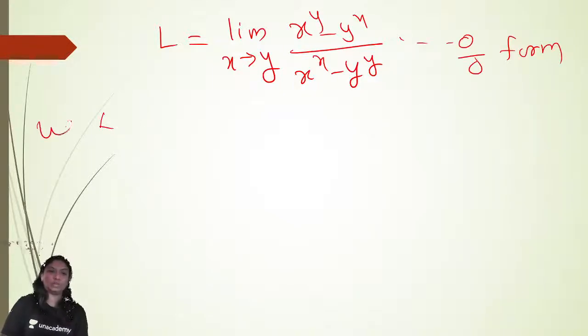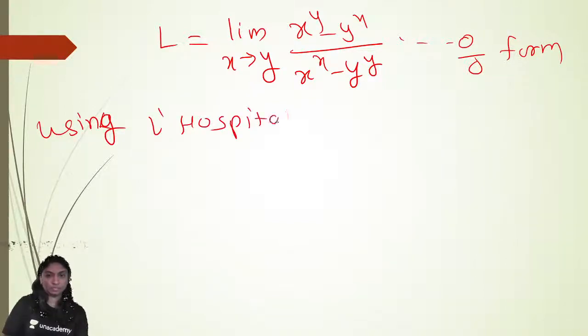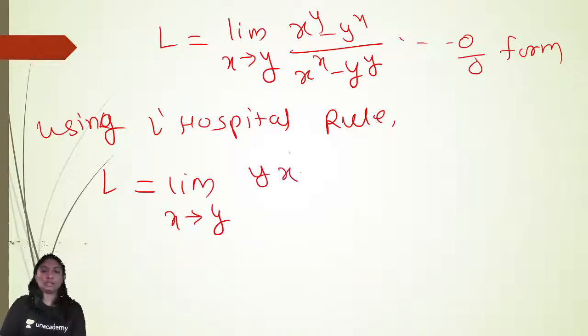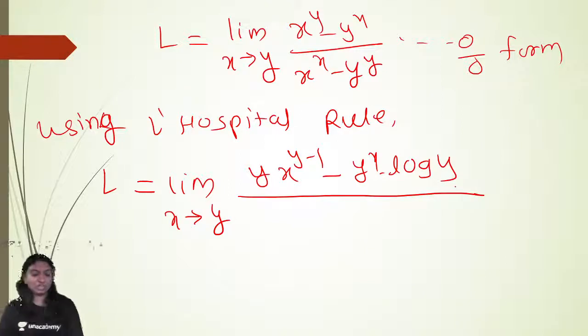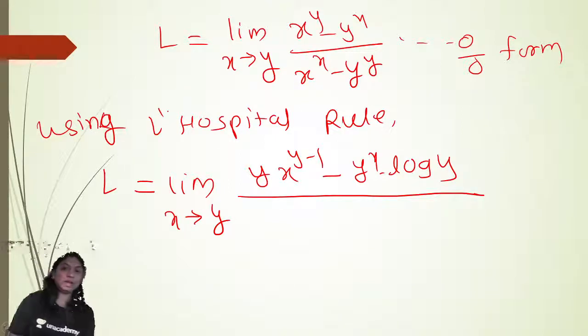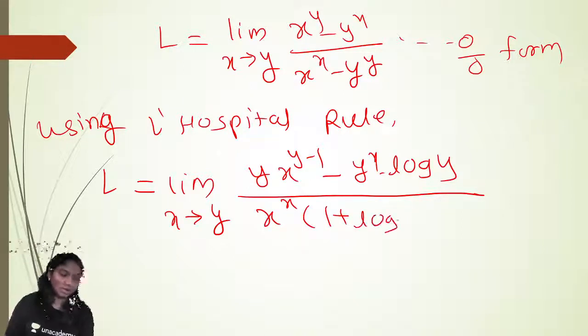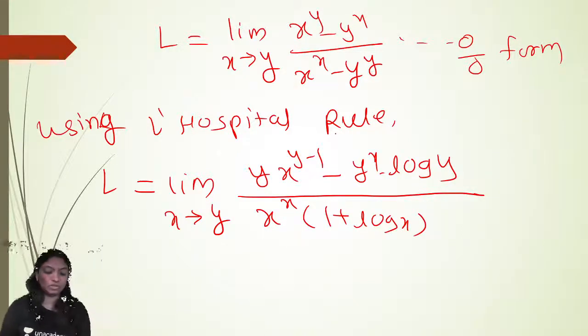So using L'Hospital's rule, we have L equal to the limit as x tends to y of y into x raised to y minus 1 minus y raised to x into log y, because we are differentiating with respect to x, upon the derivative of x raised to x, which is x raised to x into 1 plus log x, and y raised to y is constant, so its derivative with respect to x is 0.